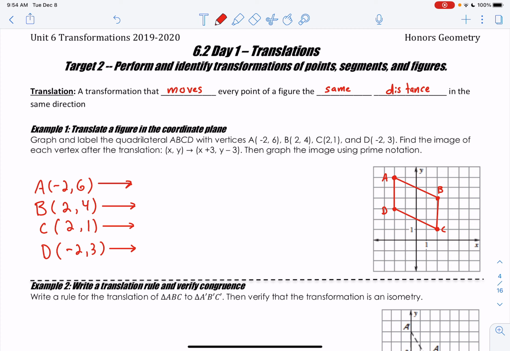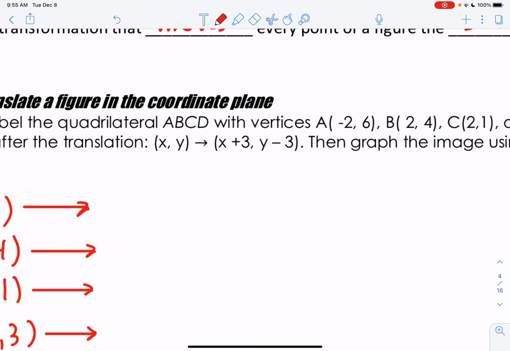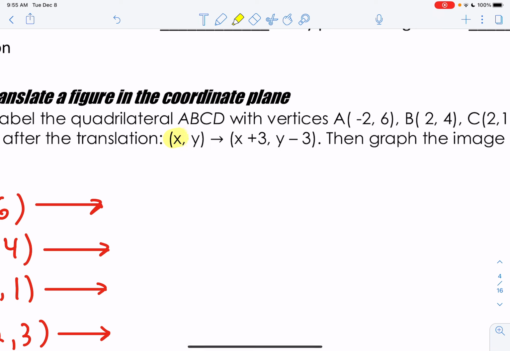All right, so when we do a translation, we get a rule. And our rule is going to look something like this. You're going to see x comma y with an arrow, and then some sort of adding or subtracting to x and adding or subtracting to y. So this is my translation rule, and this is basically telling me how I'm going to move each individual point. And the way this works is exactly how you'd think it'd work. I'm going to take all my x coordinates, I'm going to add 3 to them. I'm going to take all my y coordinates, and I'm going to subtract 3 from them.